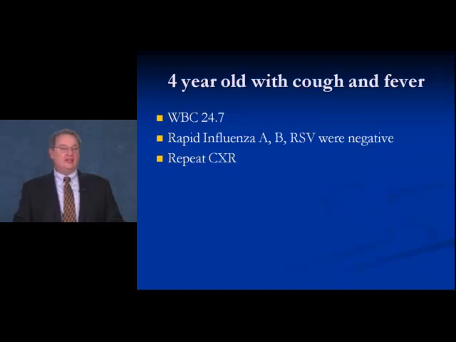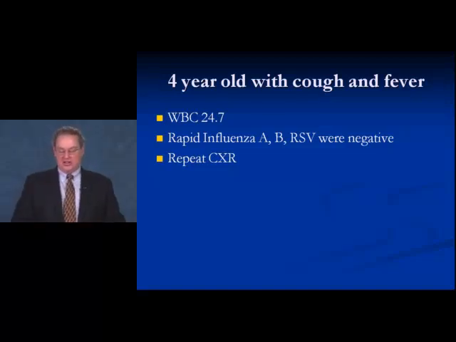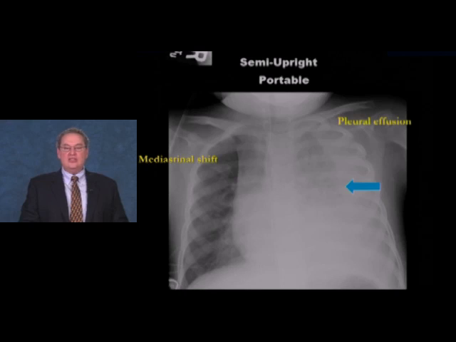Her white blood cell count is 24.7, and she has a viral panel sent. Rapid influenza A, B, and RSV were all negative. So you decide at that point to repeat her chest x-ray. So it's different now than the previous film. She does have some mediastinal shift, and you can see a pleural effusion. You may be able to see the outline of it here, extending all the way down.